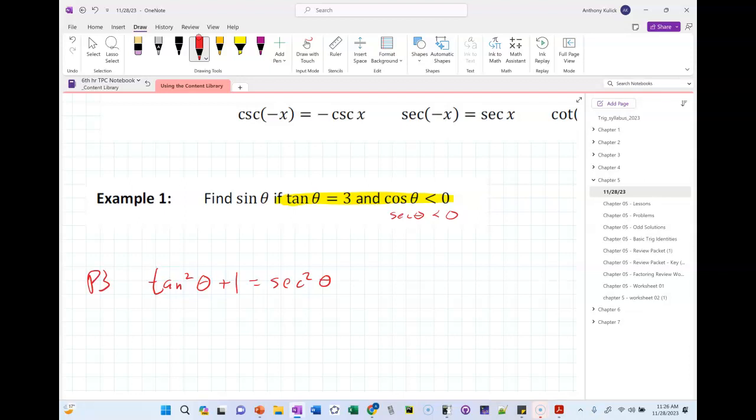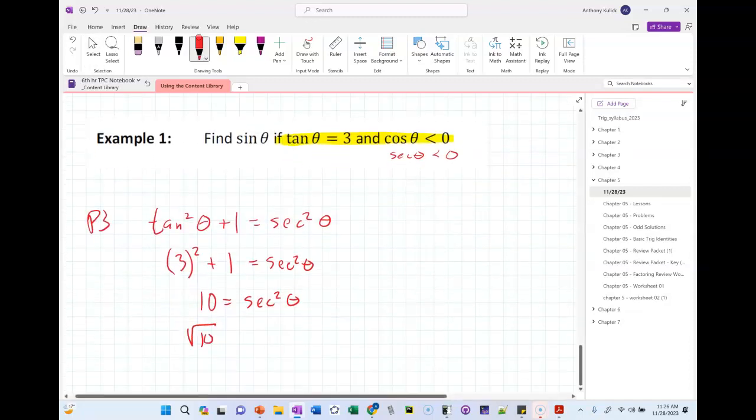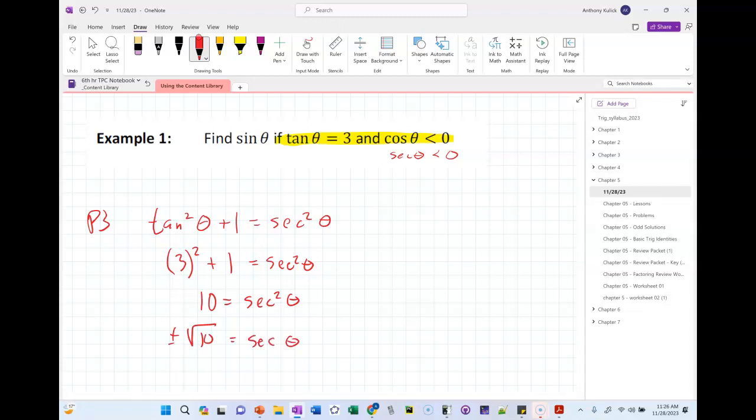So far, so good. Tangent we know is 3. Square root both sides. And then, because I know secant is negative, that has to be negative square root 10. Everybody okay there? Yes, sir?